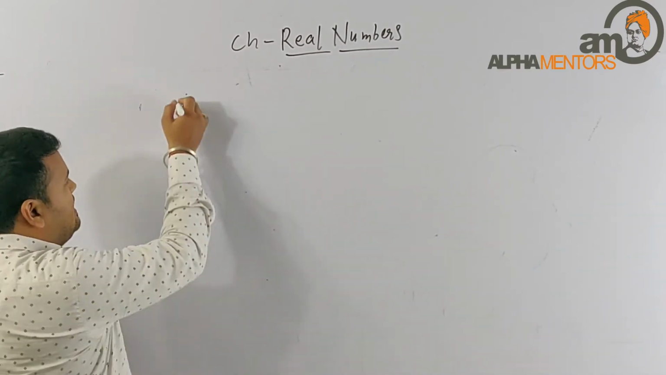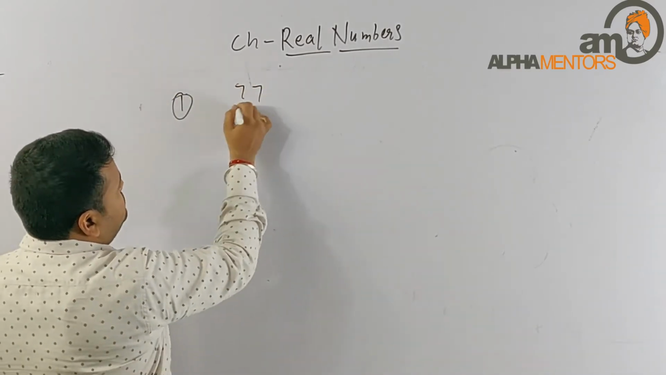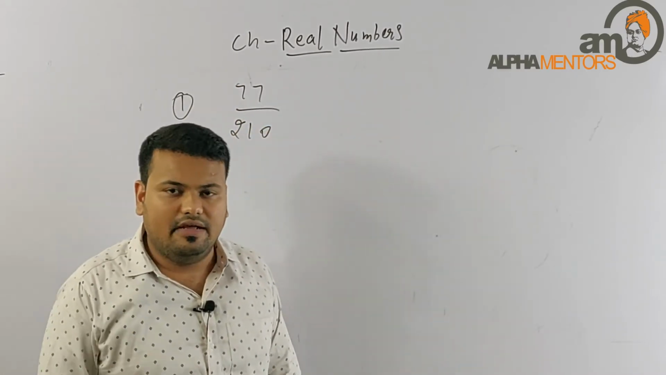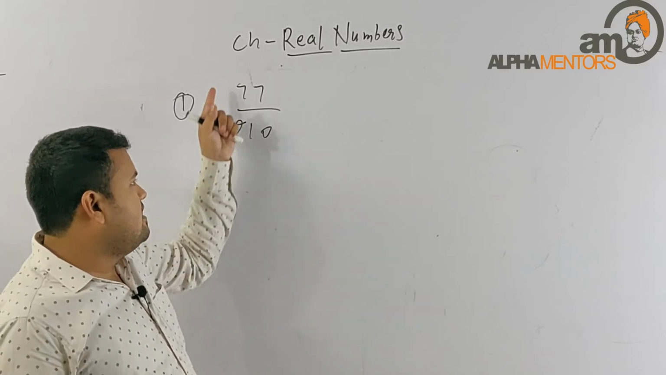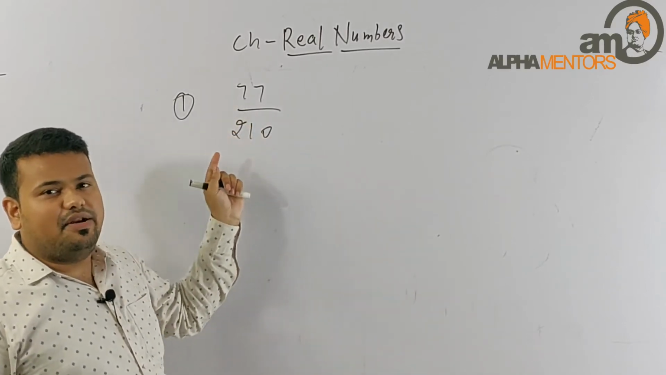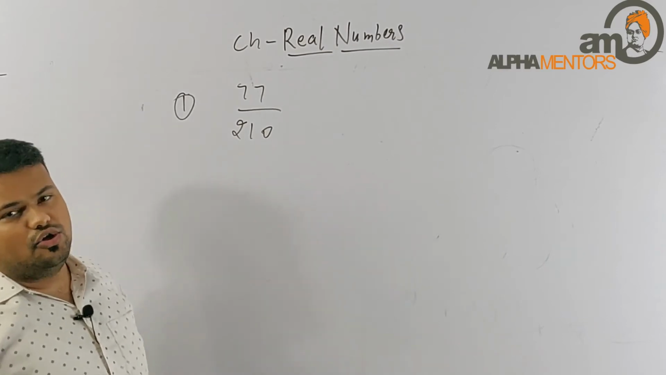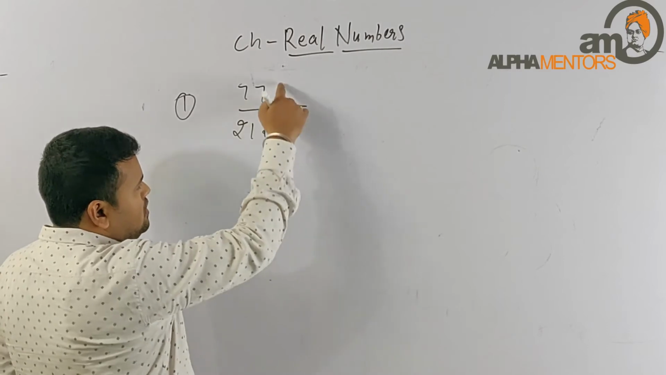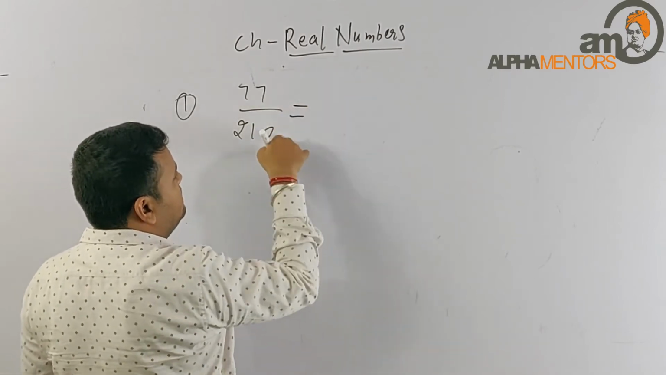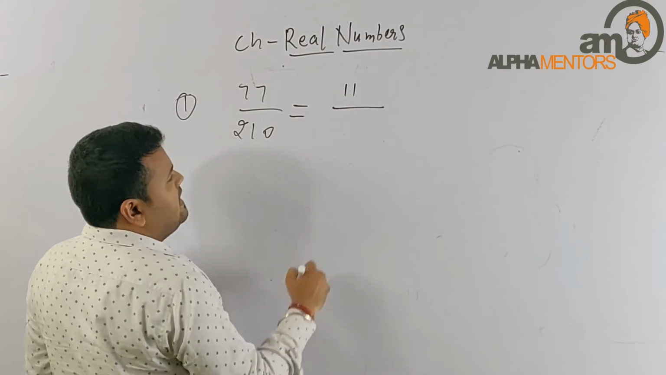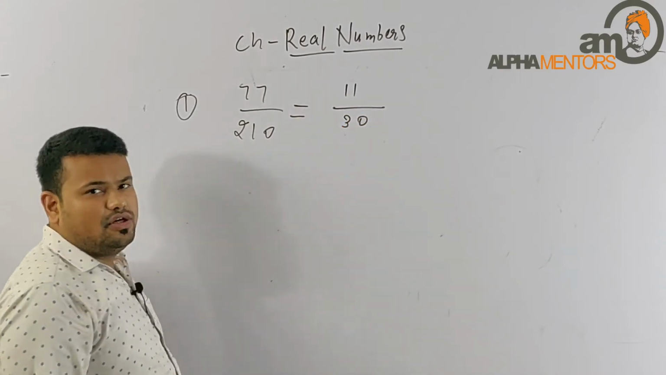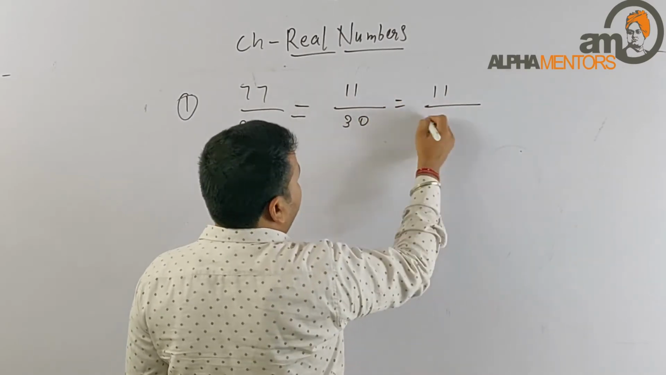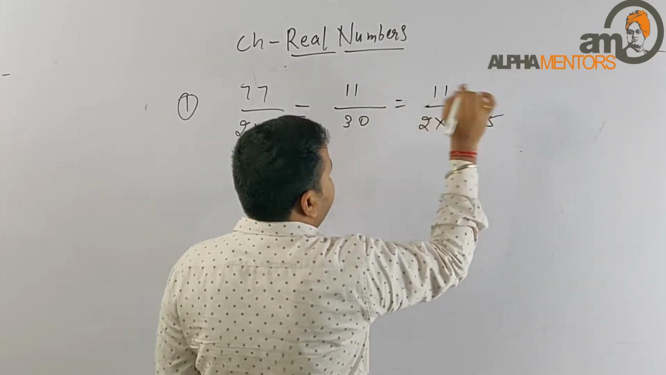So students, let us start with some examples. Suppose I am writing a rational number 77 upon 210. So for 77 upon 210, first check whether 77 and 210 are co-prime or not. You will get that 77 and 210 are not co-prime. So reduce the expression with the help of 7. How many times into 77? 11 times. How many times into 210? 30. So after converting to co-prime form, 11 upon 30, do the prime factorization of 30.